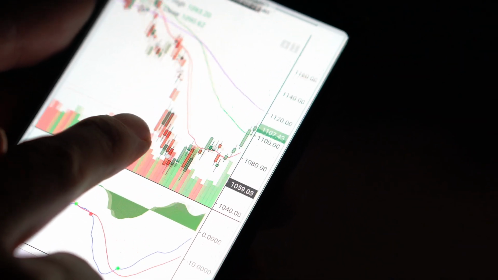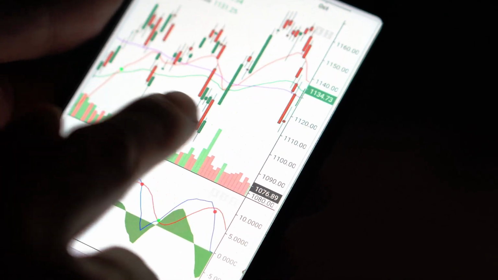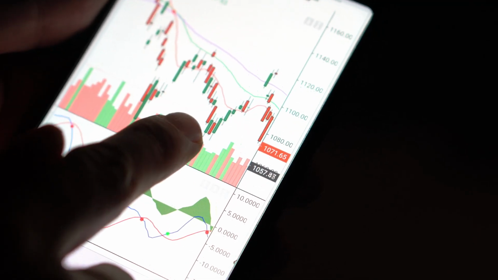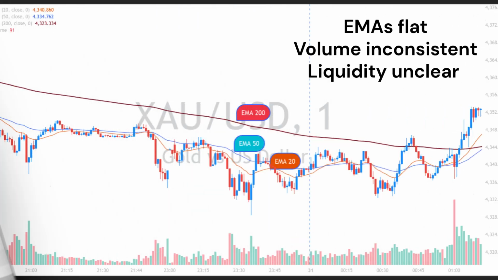Before the market moves, I do one thing. I don't predict. I prepare. Look at a pre-session chart. This is before the main trading session. Look carefully at the market. First, look at the EMAs. EMA 20, EMA 50, EMA 200. They are flat. They are close to each other.